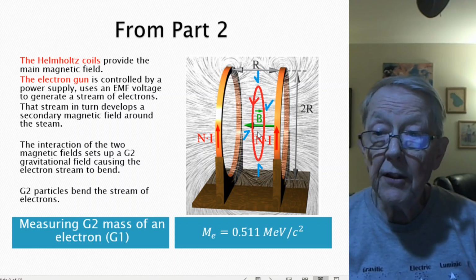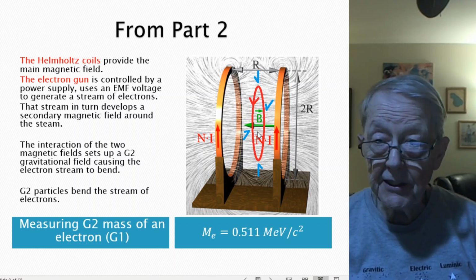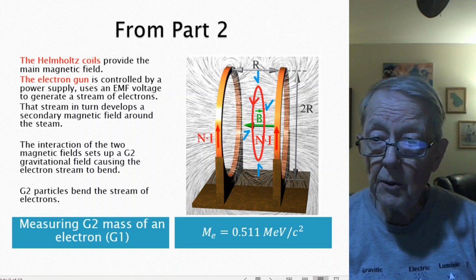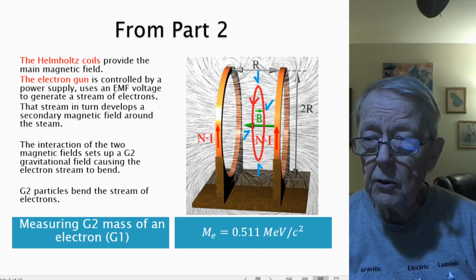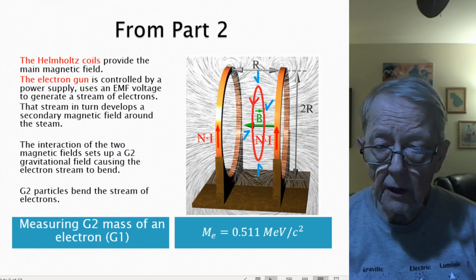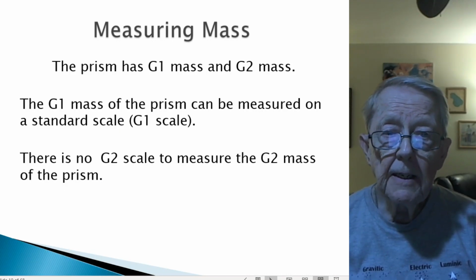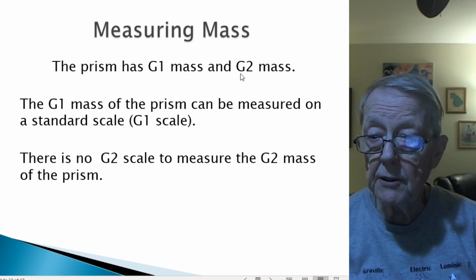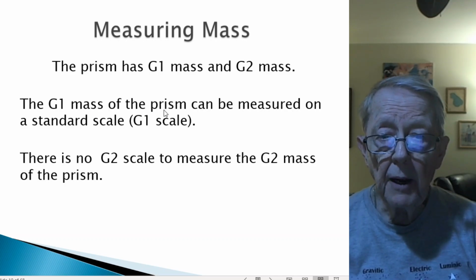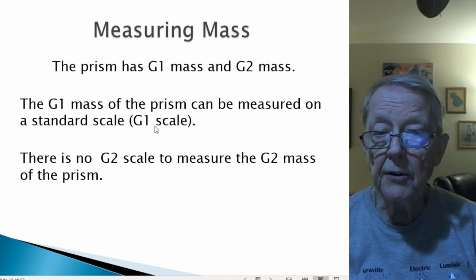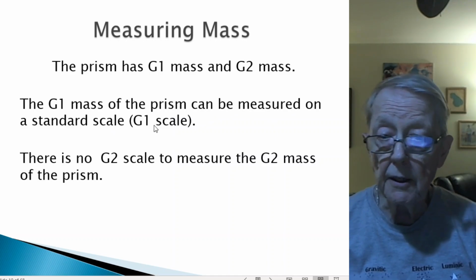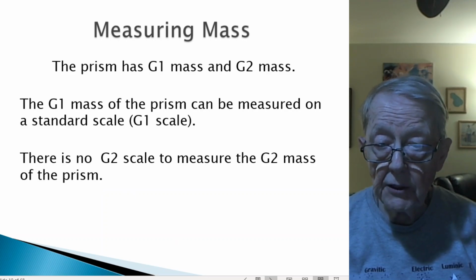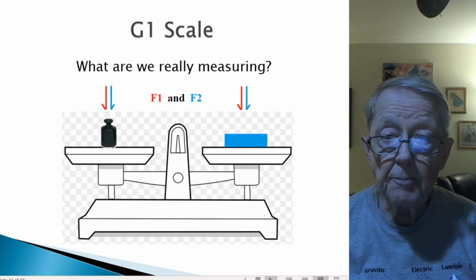They're not weighing the electron using a scale that uses G1 particles. That's not the way they're doing it. They're doing it with G2 gravity, even though they don't say it that way. Okay, measuring mass. The prism has G1 mass and G2 mass. I said that earlier. The G1 mass of the prism can be measured on a standard scale, which we would call a G1 scale. Well, there is no scale to measure the G2 mass of the prism. You can't put it on a scale.